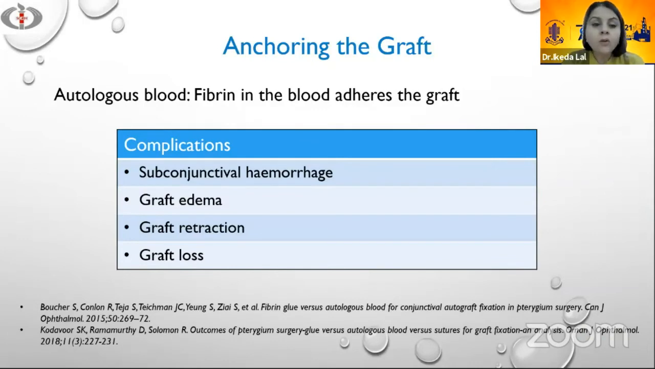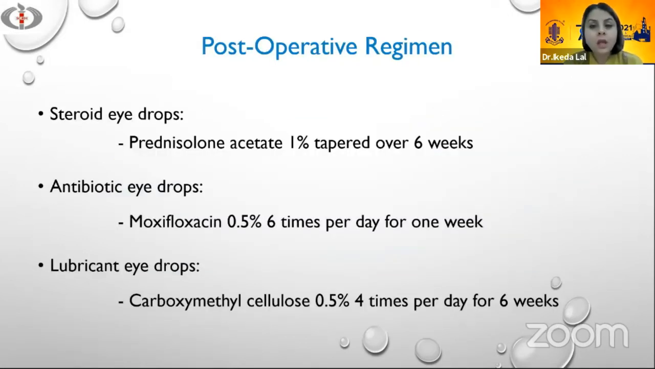Another technique of securing the graft is the use of the patient's own blood. Fresh capillary blood is used, and the fibrin in the blood adheres the graft. But this technique has been associated with some complications like subconjunctival hemorrhage, graft edema, graft retraction, and most importantly, graft loss. Therefore, this is not my preferred choice when it comes to pterygium surgery.